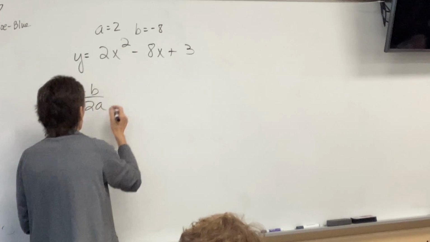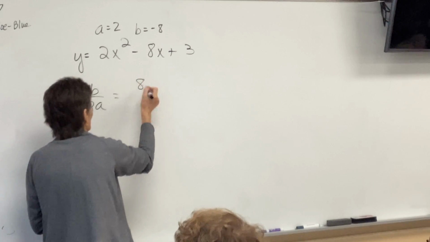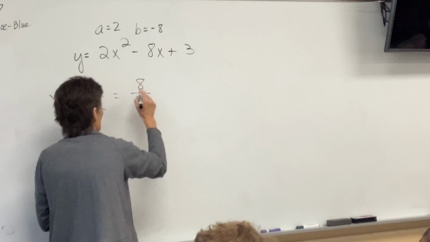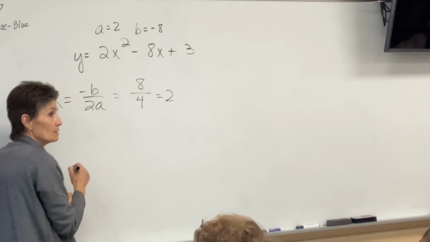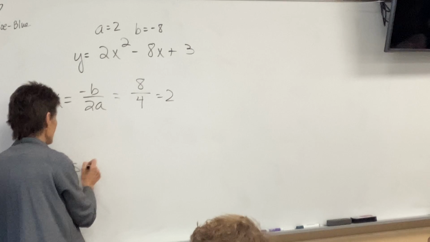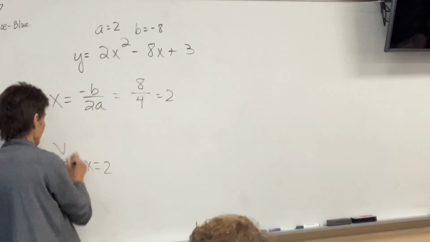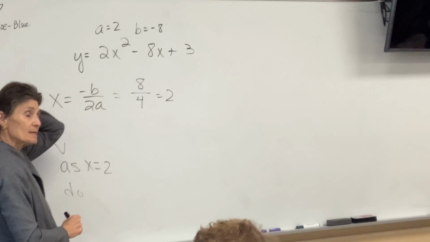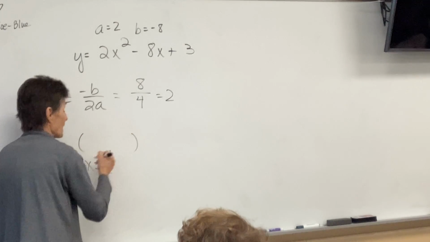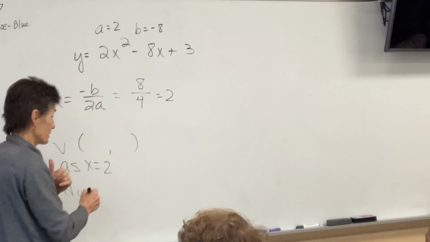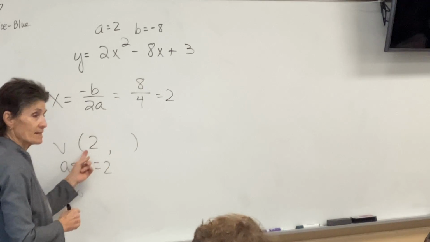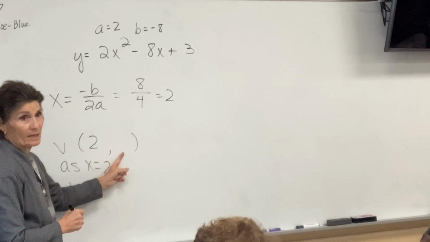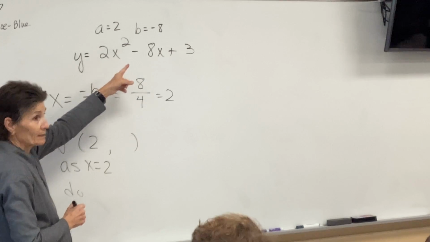So here we go. Negative b will be 8, and 2a will be 4. So 8 over 4 is 2. So my axis of symmetry is x equals 2. That automatically means what about my vertex? That is 2. Whatever that is, that's that, every time. Then how do I find the y part of my vertex? Plug in 2 right back there.